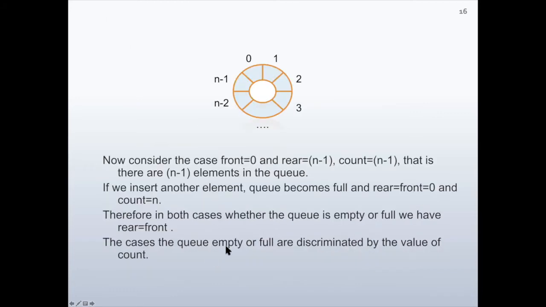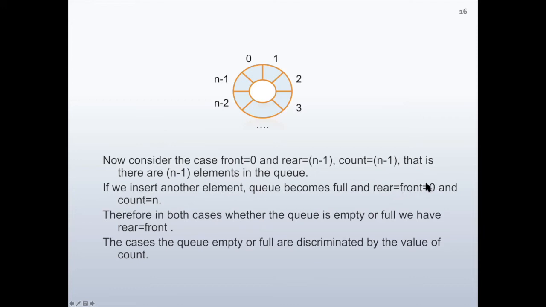Now consider the case where front is 0, rear is n-1, and count is n-1. That is, there are n-1 elements in the queue. If we insert another element, the queue becomes full and rear and front become 0.